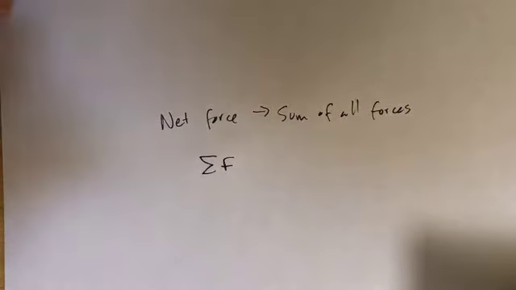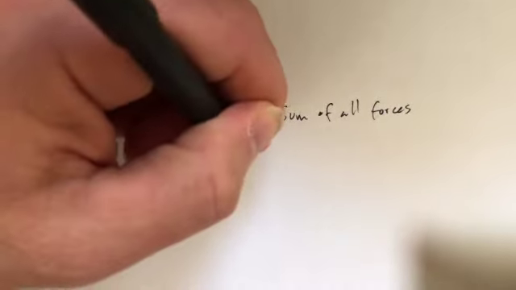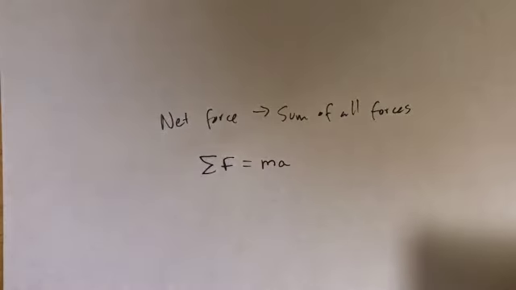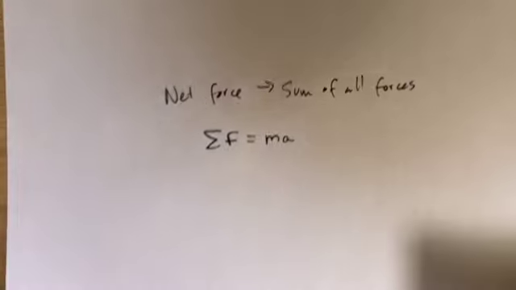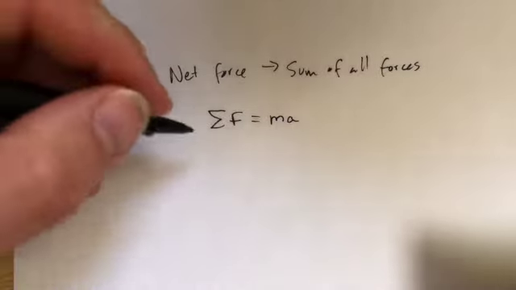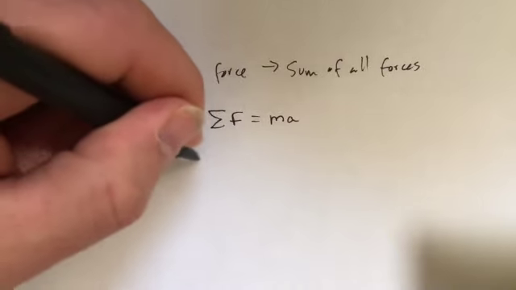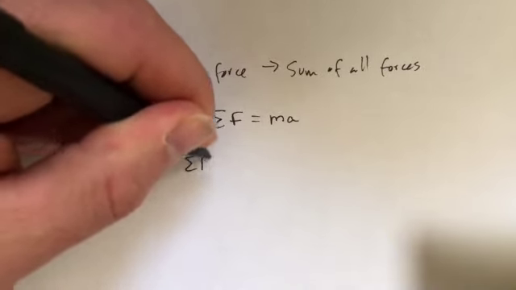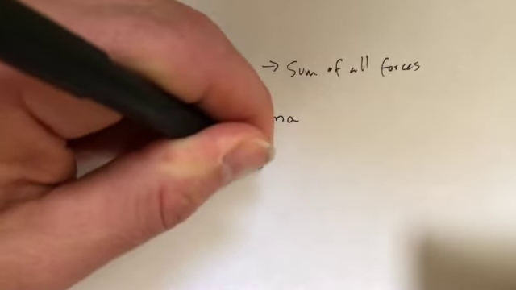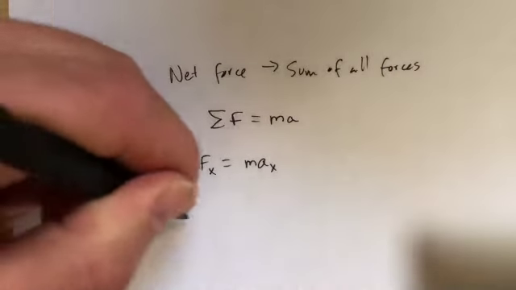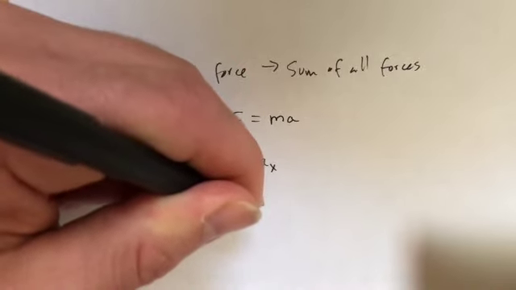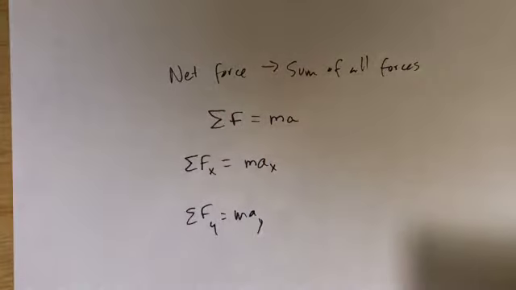Now, according to Newton's second law, the sum of all the forces is equal to the mass of an object times its acceleration. And we can actually solve this in multiple directions since we're going to be working in more than one direction. So we can have the sum of the forces in the x direction equals the mass times the acceleration in the x direction, and we can have the sum of the forces in the y direction equal to the mass times the acceleration in the y direction.